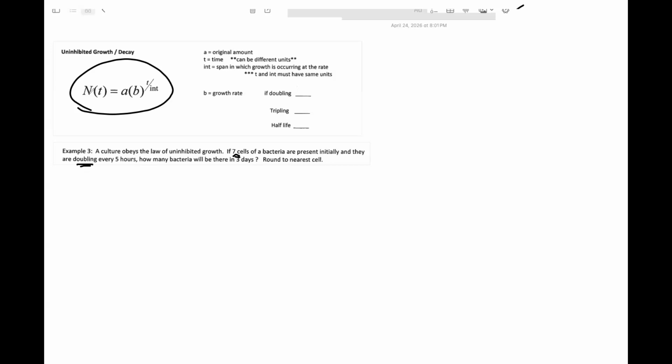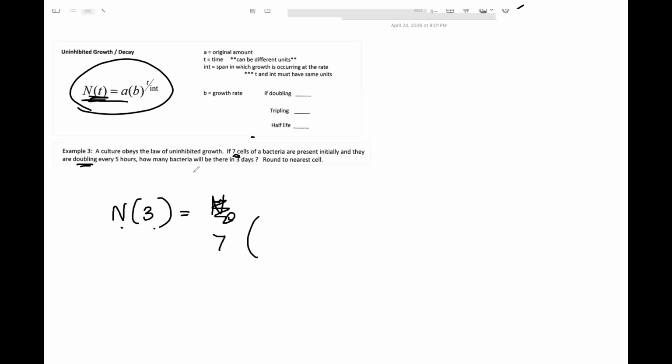So this is the newest amount. They're asking how many bacteria will be there in 3 days. So n of 3 is what they're asking, the number of bacteria in 3 days. So A or N0 is your original amount of bacteria present. Is that given? Yes, 7 is given. So this is 7.